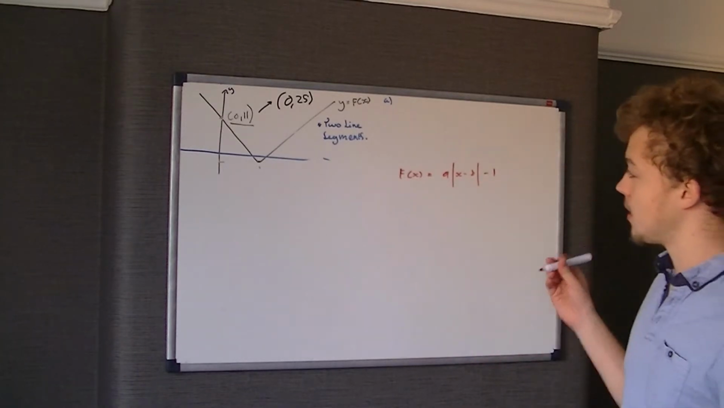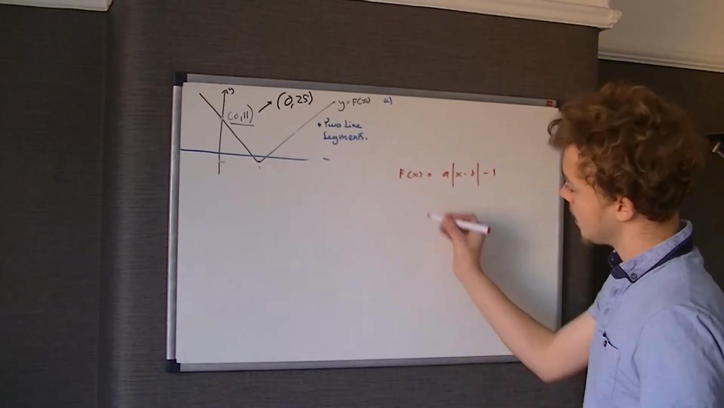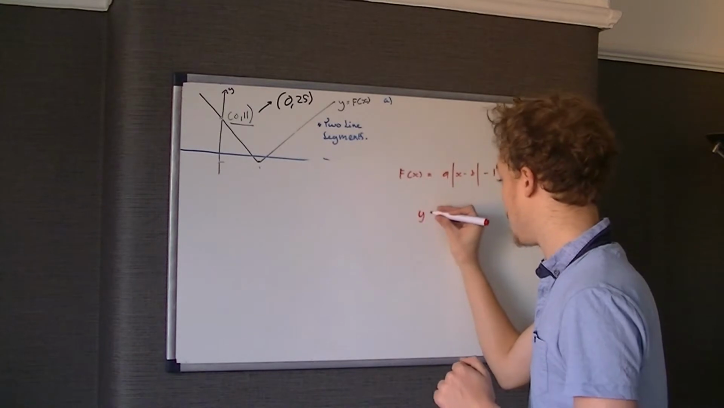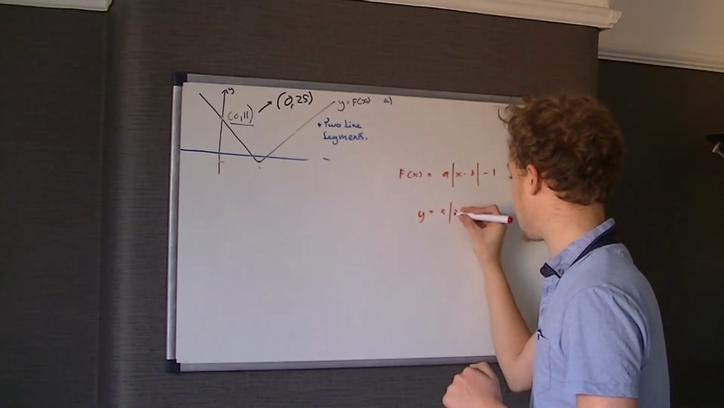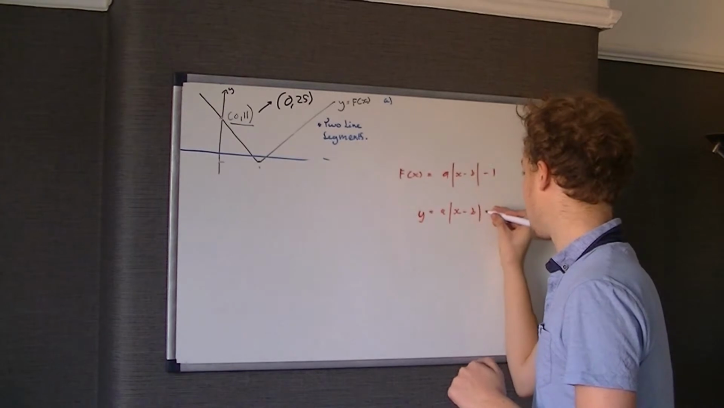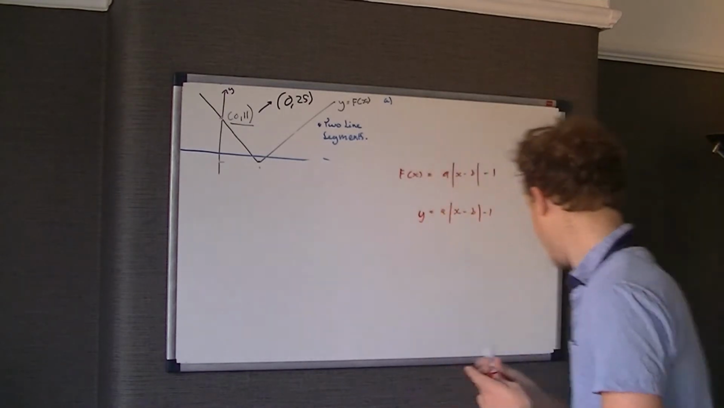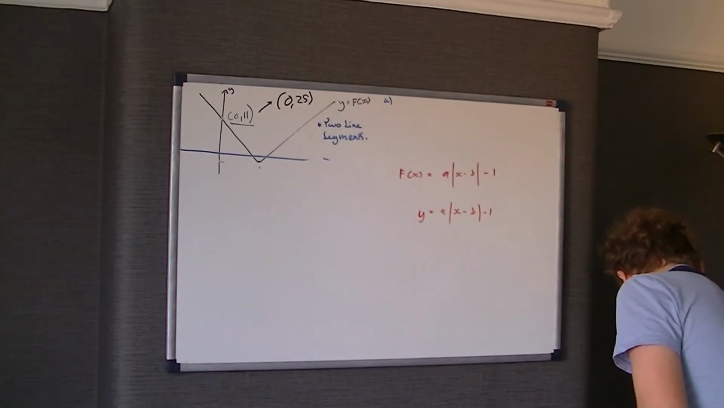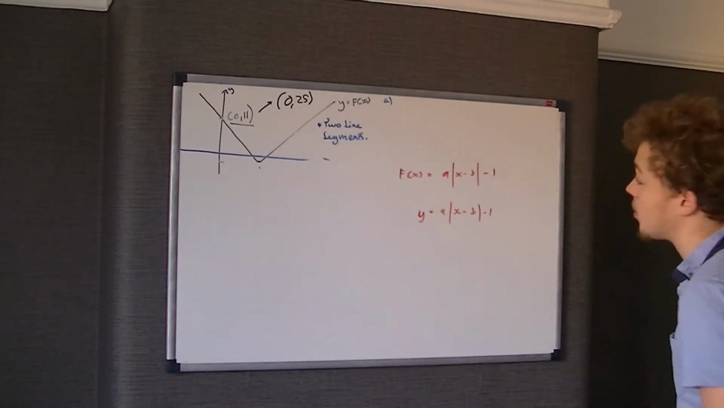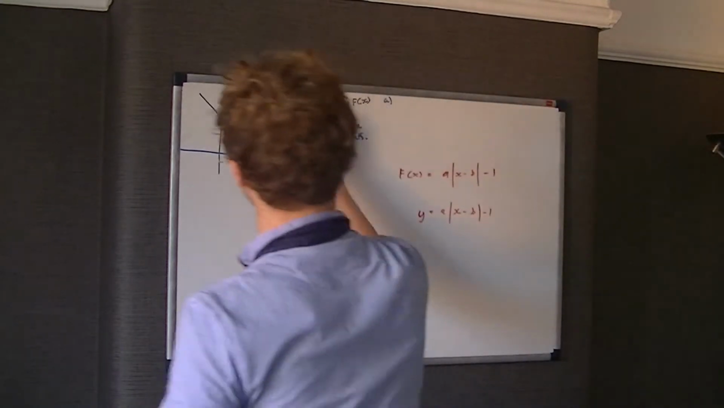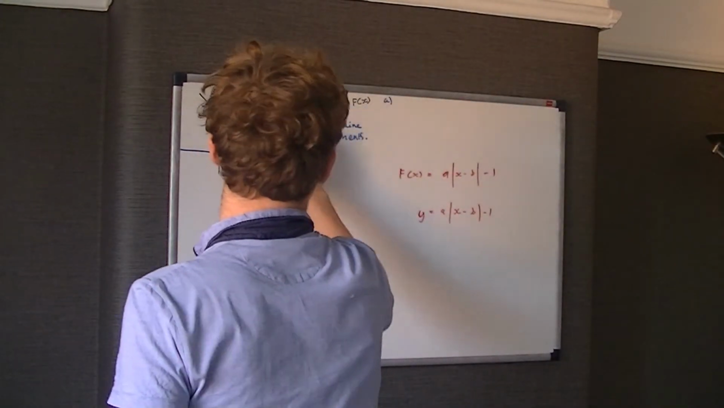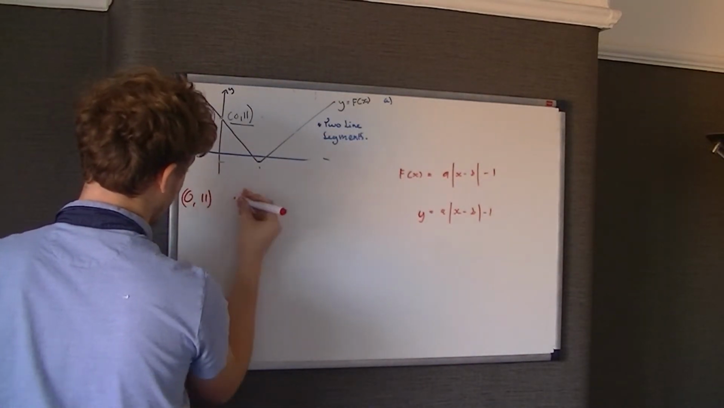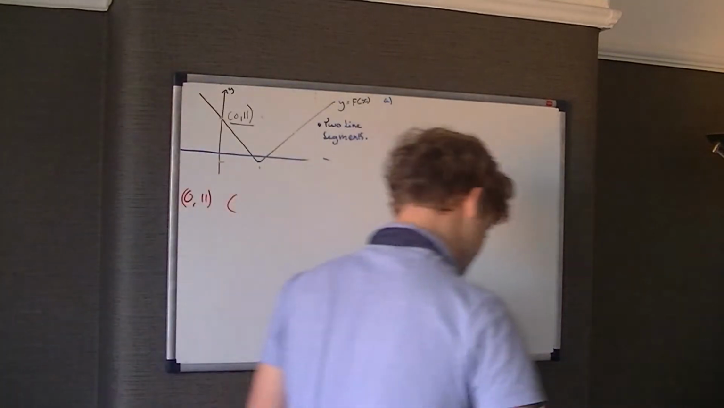Now this f of x, as we said, y is equal to f of x. So we can rewrite this, and this is the first thing I do: y equals a times the modulus of x take b minus 1. And you will notice we've got two coordinates here. I'll rub that 0, 25 out because that's just confusing. The two coordinates we've got are 0, 11 and 6, minus 1.